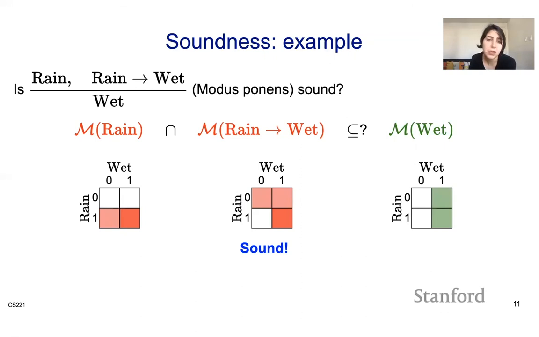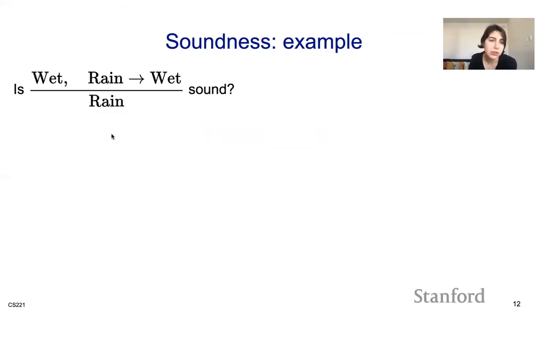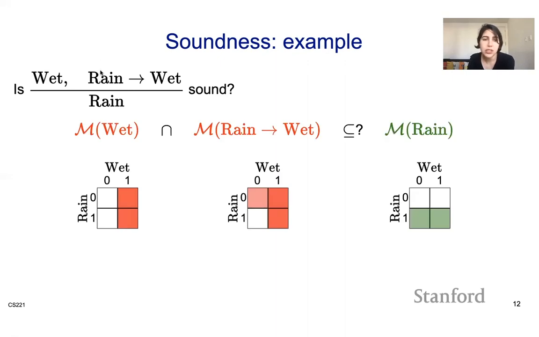So it is sound. Let's look at a different inference rule. I have a made up inference rule that says if you get wet and if you get rain implies wet, can you infer rain from that? Okay, so you've got wet and rain implies wet. Is it raining? That's the thing you're checking. So for this inference rule, similarly, I can look at models of wet. I can look at models of rain implies wet. This shaded area is going to be the intersection. And that is not a subset of models of rain, right?